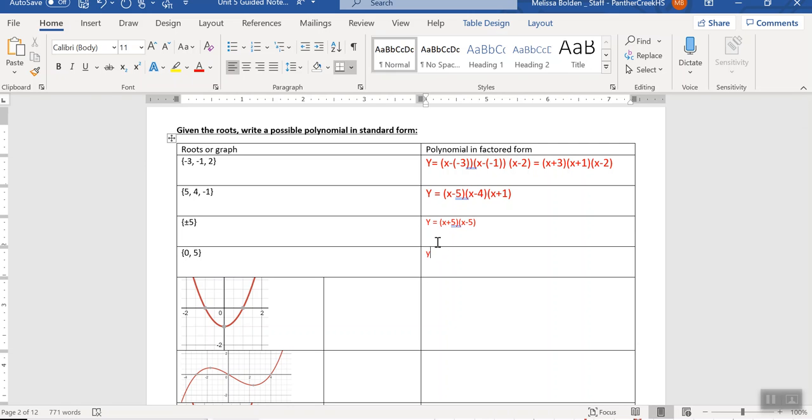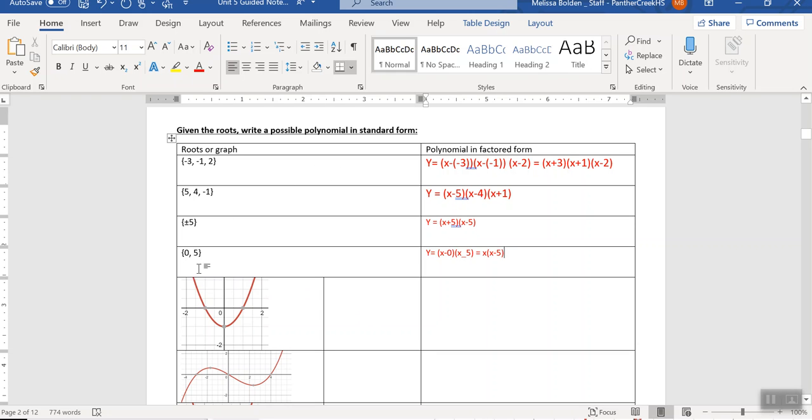In this one, we have a 0 as a factor, so we could write this x minus 0 and then x plus 5. But we would never write x minus 0. That, again, looks weird. So we can just write it as x and then x minus 5. Okay? Now, that's if I'm given the roots.